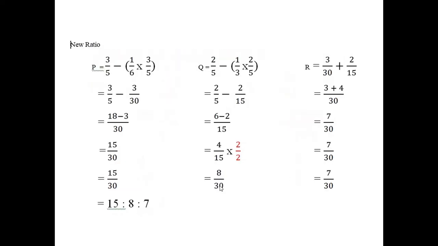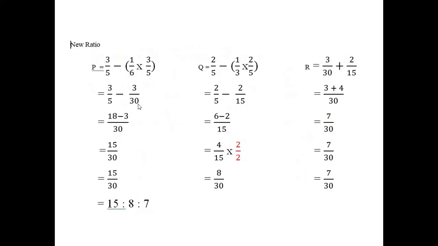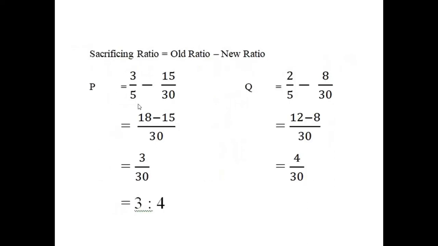Don't worry about this 8, because this 8 refers to this portion, that is 4/15. Whatever they are sharing, irrespective of the denominator, this will become the sacrificing ratio. Don't go into these kinds of tricks. Just put the sacrificing ratio formula and calculate the sacrificing ratio.